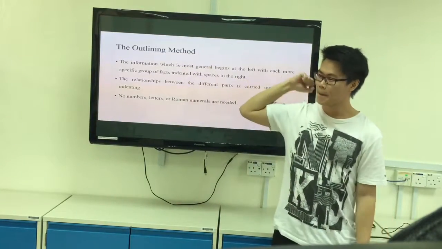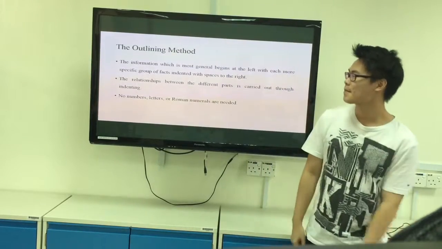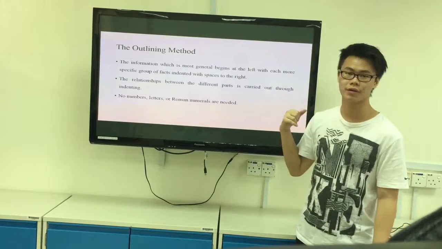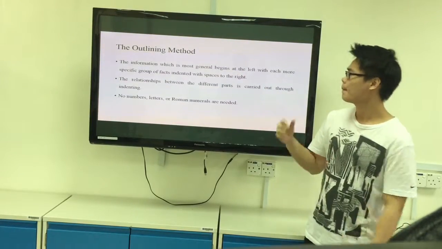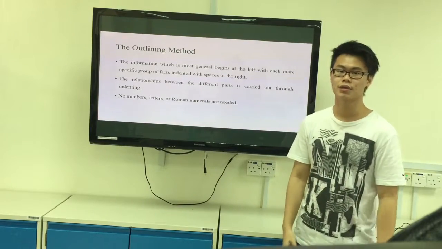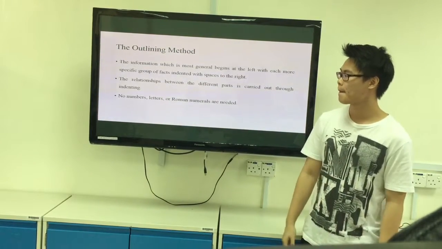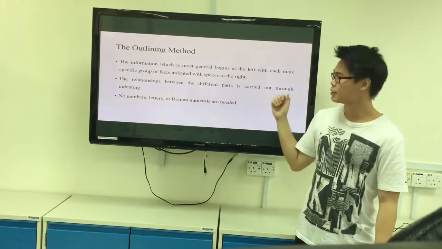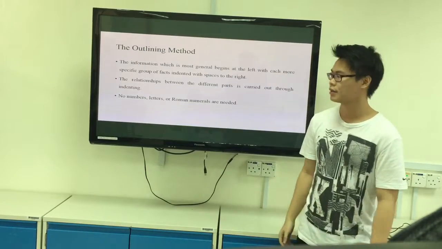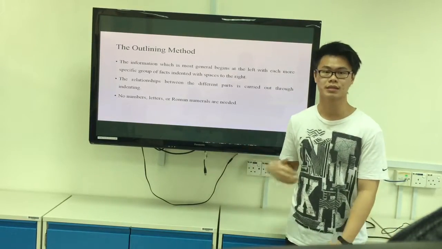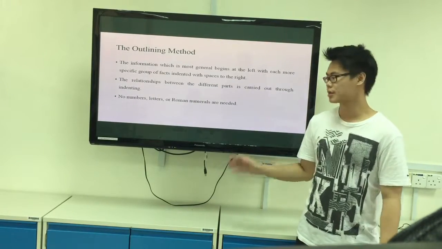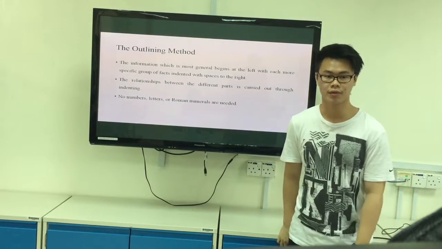Okay, outlining method. For the outlining method, the information which is most general will be placed at the left, and on the right, we'll be writing all the sub details which will make it more specific. And the relationship between the different parts is carried out through indenting. So what indenting here means is spacing. No numbers, letters, or Roman numerals are needed, but you can write them down if you want.